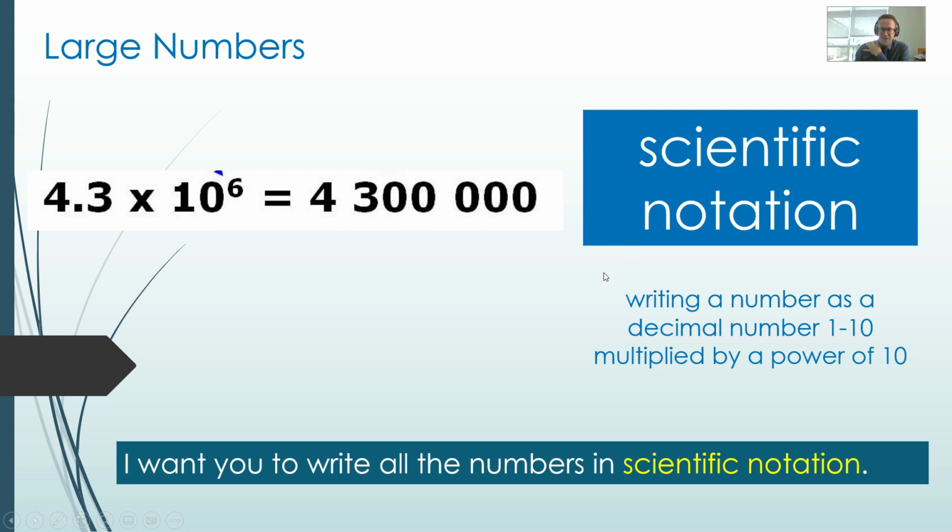Scientific notation. So this is when we write a number as a decimal number, 1 to 10, multiplied by the power 10. So here we have a big number, 4,300,000. Sometimes it's better to write that as scientific notation. So you could write 4.3 times 10 to the power 6. 10 to the power 6 is the same as a million, times that by 4.3 is this. So it's a way of writing a large number in an equation in a scientific way. For example, I want you to write all the numbers in scientific notation.